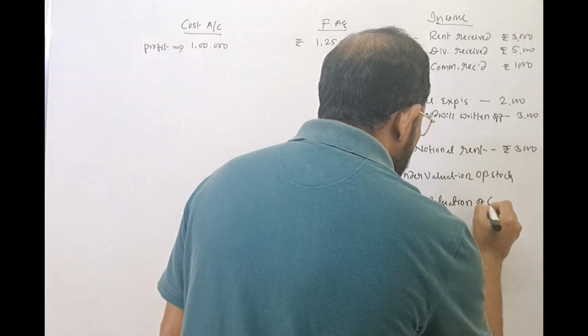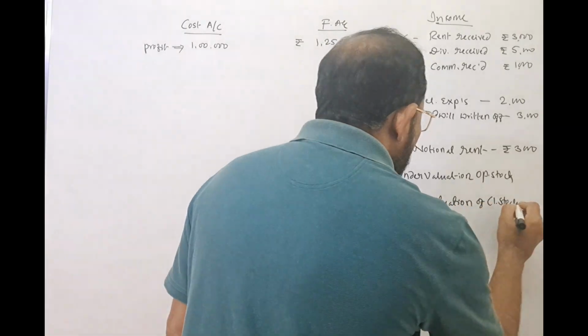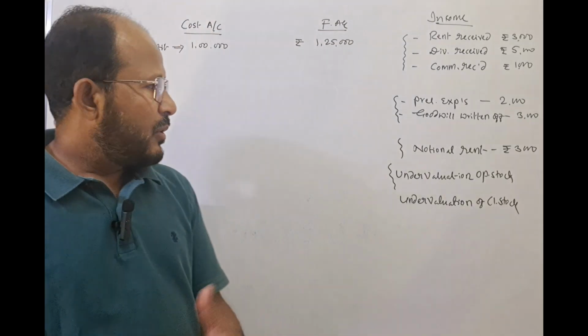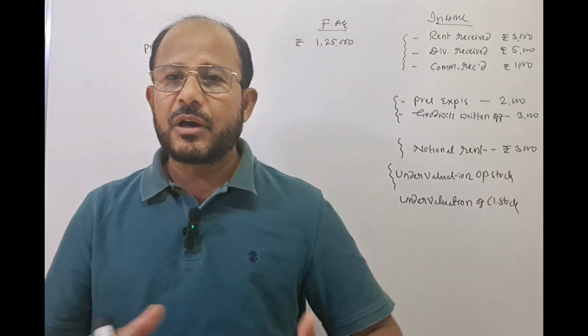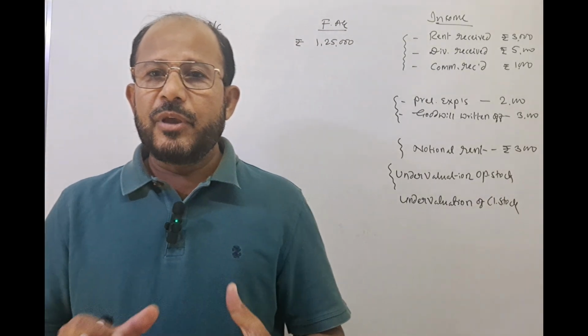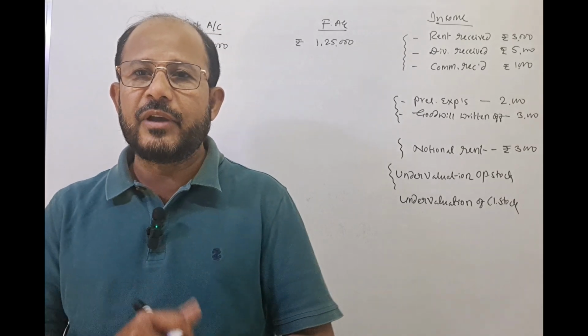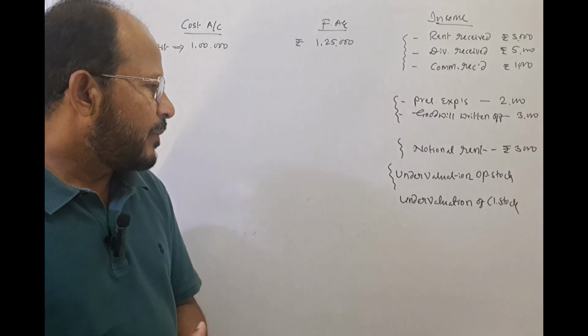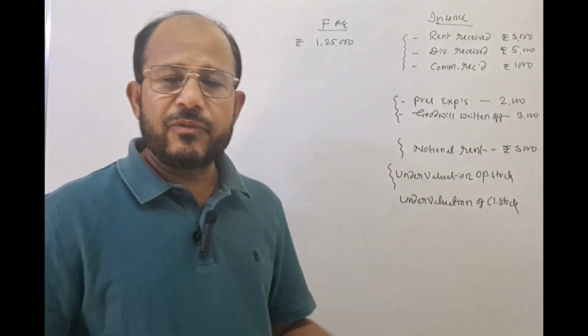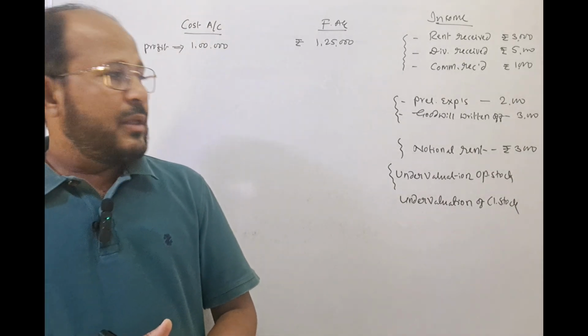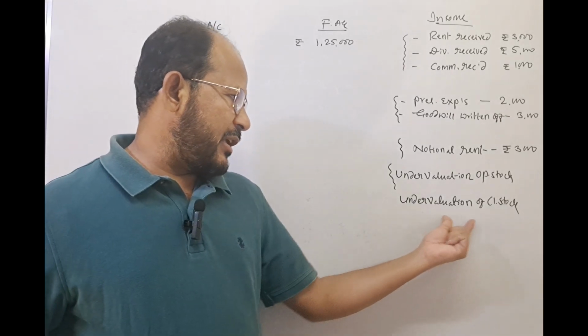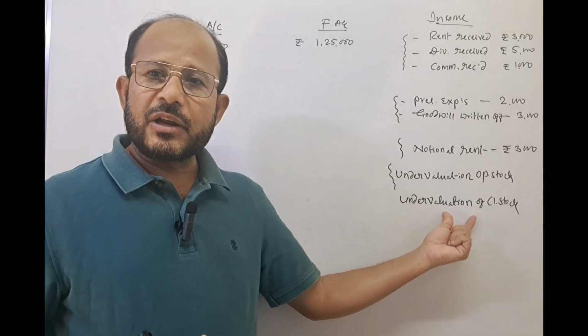undervaluation of closing stock. Why the undervaluation or overvaluation of opening stock or closing stock takes place? Because here valuation principle in cost accounting is different and financial accounting is different. That is why here undervaluation of closing stock may be given in the problem. Assume that this undervaluation is done in cost accounting.